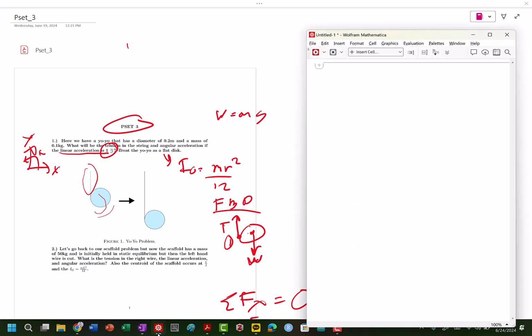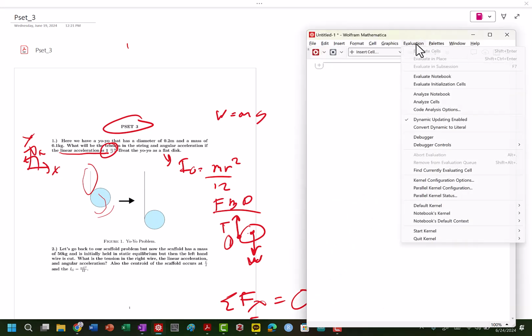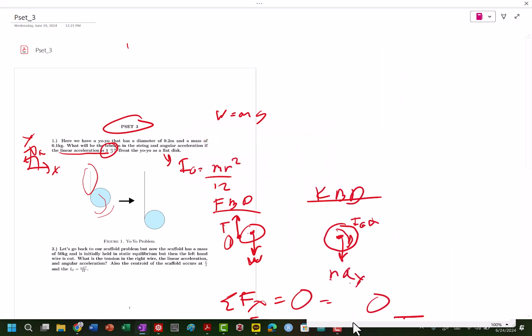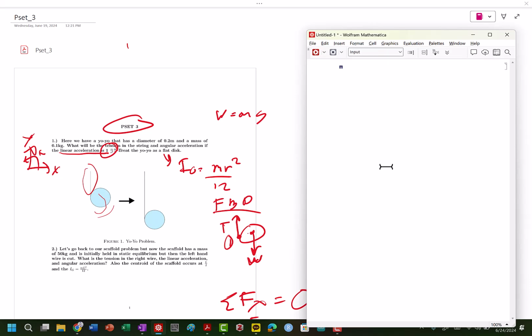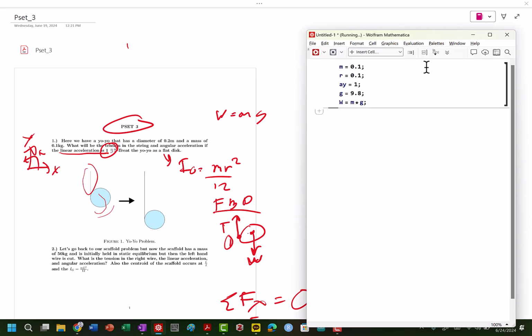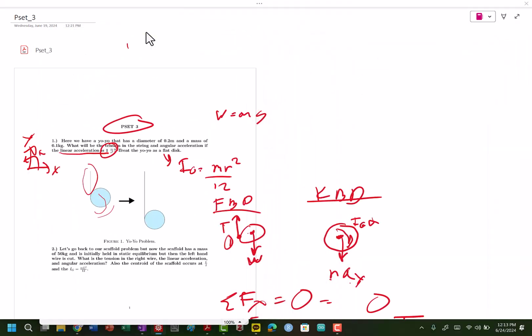So let's go ahead and define these in Mathematica. I'm going to quit the kernel, make sure everything is cleared. So our mass is equal to 0.1. Our radius is equal to 0.1. Our ay is equal to 1. Our g is equal to 9.8. Weight is equal to mass times g. And that should be it. Then we can write out our equations, which we already have here.